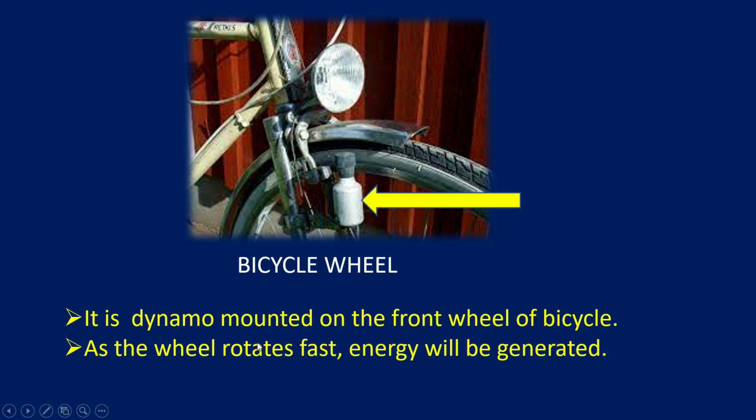It is a dynamo mounted on the front wheel of the bicycle. As the wheel rotates fast, the energy will be generated. Here there are no capacitors to store this energy. Automatically the energy which is converted here is utilized for the lighting of the torch.